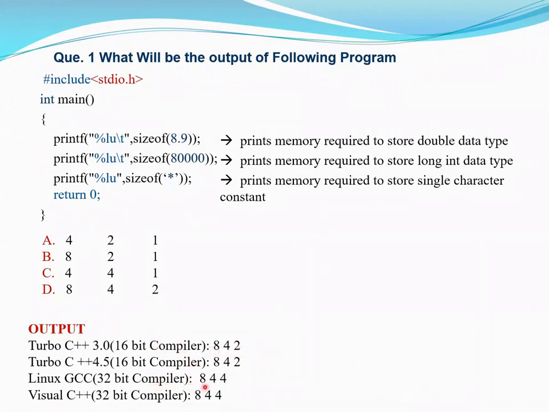But in 32-bit compilers, the size of 8.9 is 8 bytes, the size of 80,000 will be 4 bytes, and the size of the single character constant is 4 bytes. Hence in 32-bit compilers, the output will be 844. But in the options, only one option is given here, that is 842. Hence the output of this program will be 842.